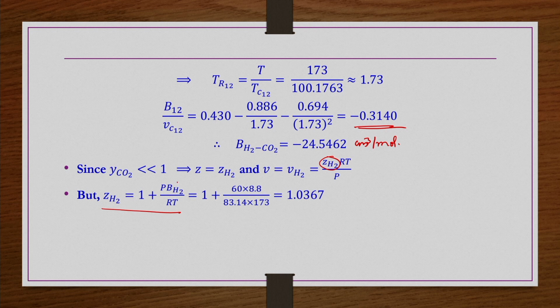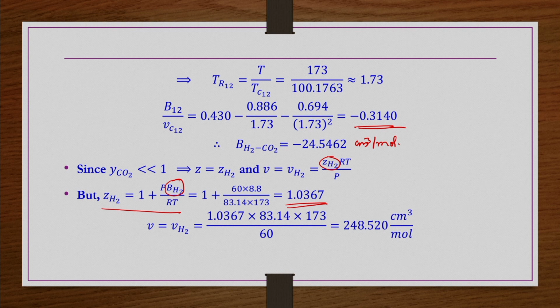Now P is given as 60 bar, T is given as minus 100 degree centigrade, and B_H2 we just now found as 8.8 something. If you substitute here, Z_H2 you get 1.0367. So, V_H2 is nothing but V of the mixture, that is Z_H2 multiplied by RT by P. If you substitute Z_H2 as 1.0367, T as 173 and P as 60 bar, you will get 248.52 centimeter cube per mole.